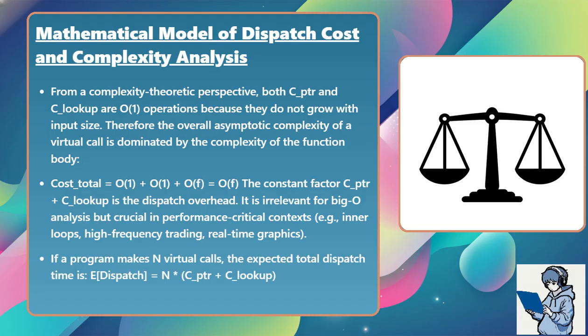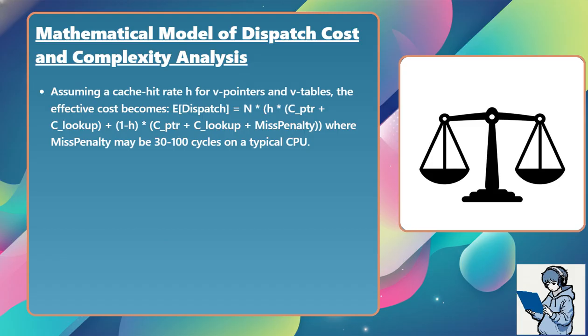If a program makes n virtual calls, the expected total dispatch time is n times the sum of C pointer and C lookup. Assuming a cache hit rate h for v pointers and v tables, the effective cost becomes n times the quantity h times the sum of C pointer and C lookup, plus (1 minus h) times the sum of C pointer and C lookup plus miss penalty, where miss penalty may be 30 to 100 cycles on a typical CPU.